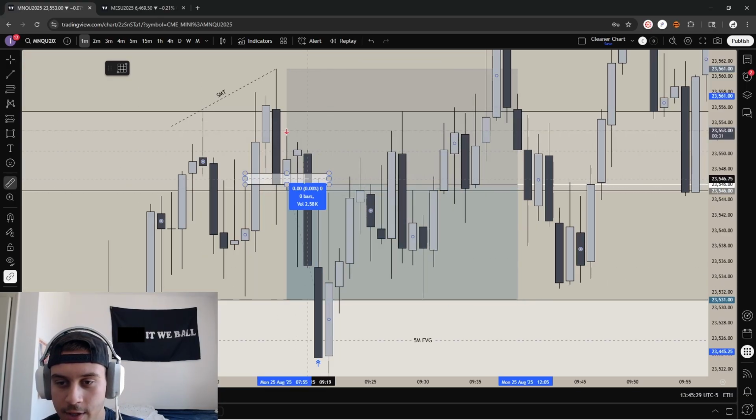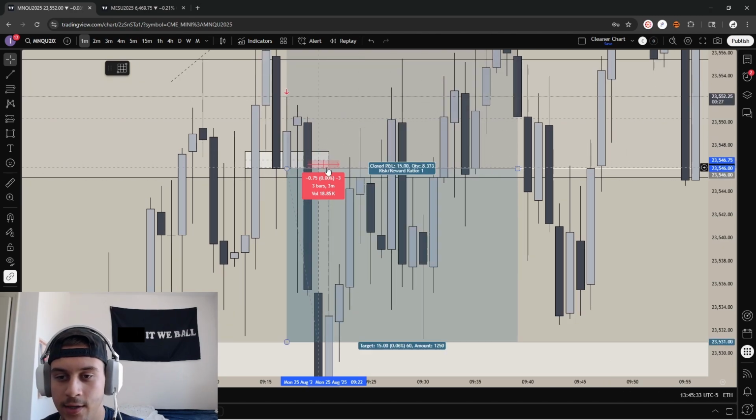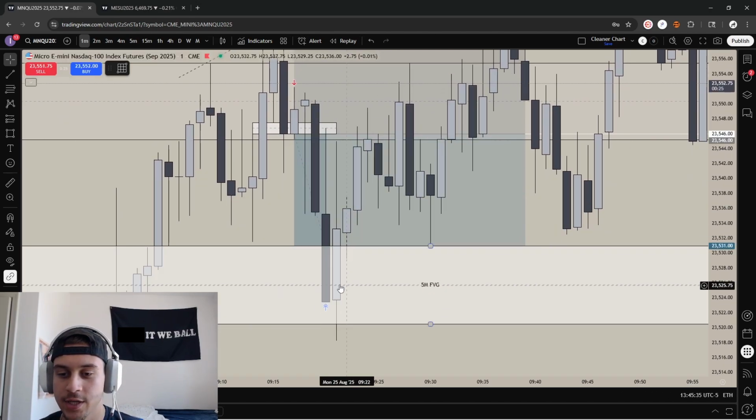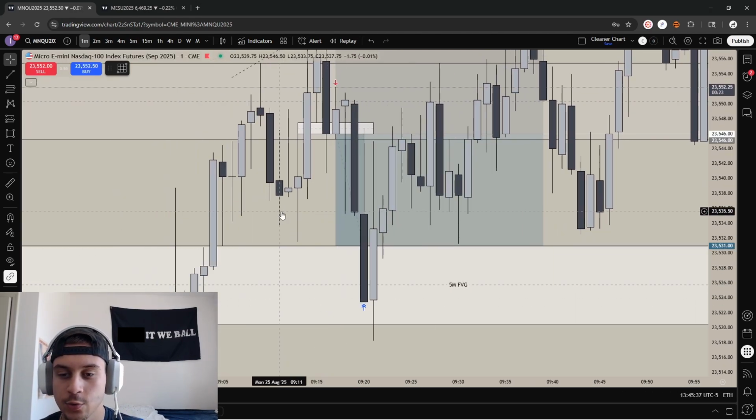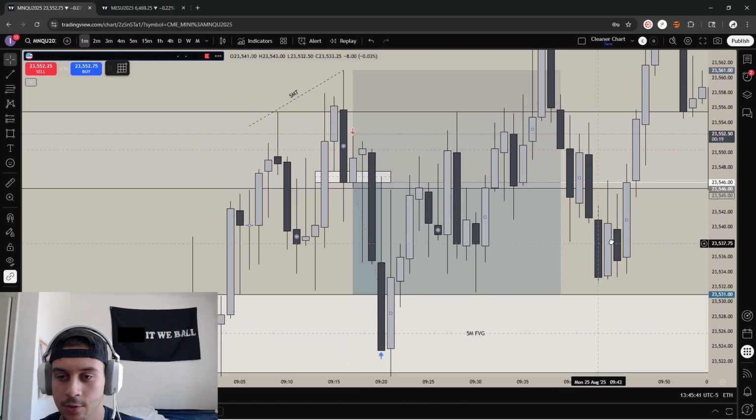Let me see if I can mark it out. By 3 ticks, less than a point. I get wicked out by 3 ticks, and then we continue lower to equilibrium of this 5-minute gap, and then we chop up higher, and then we continue to chop a little bit higher.